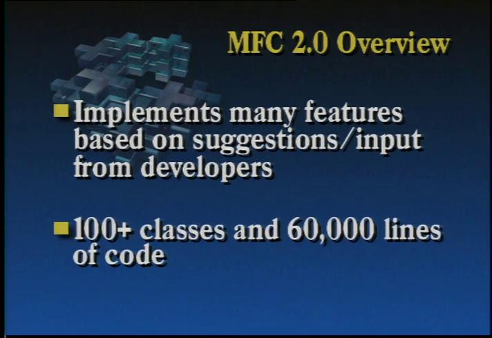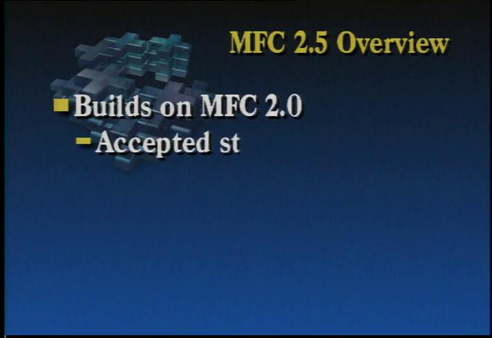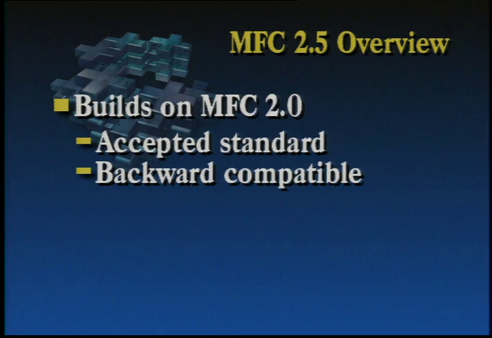MFC version 2 is a little more than 100 classes and about 60,000 lines of code. We, of course, provide everything in source code form, so you can use the Microsoft Foundation classes to learn about C++ and learn about Windows programming as well. Our currently released version, MFC 2.5, builds on the previous version, MFC 2.0, which is now becoming the accepted industry standard for writing to the Windows API. It provides the same degree of backward compatibility, and we add a variety of new features.